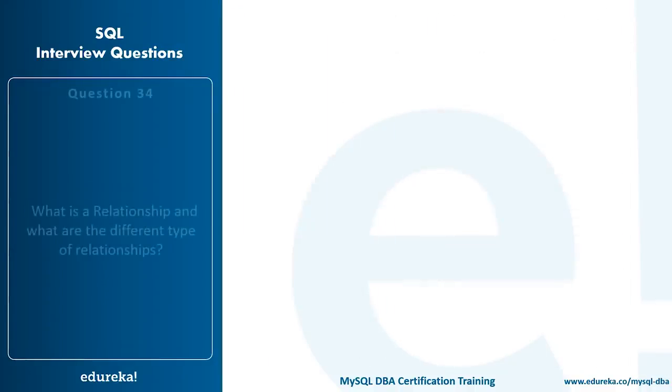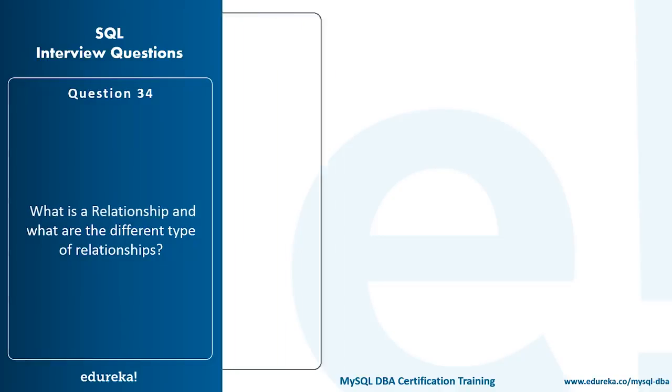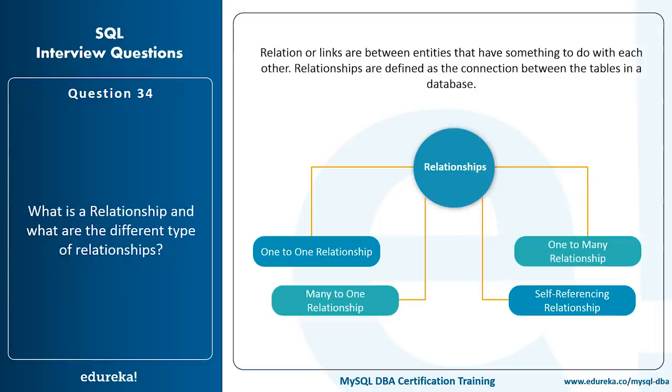Now let's move forward to our next question, that is, what is a relationship and what are the different types of relationship? Relations or links between entities that have something to do with each other can basically be termed as relationships.